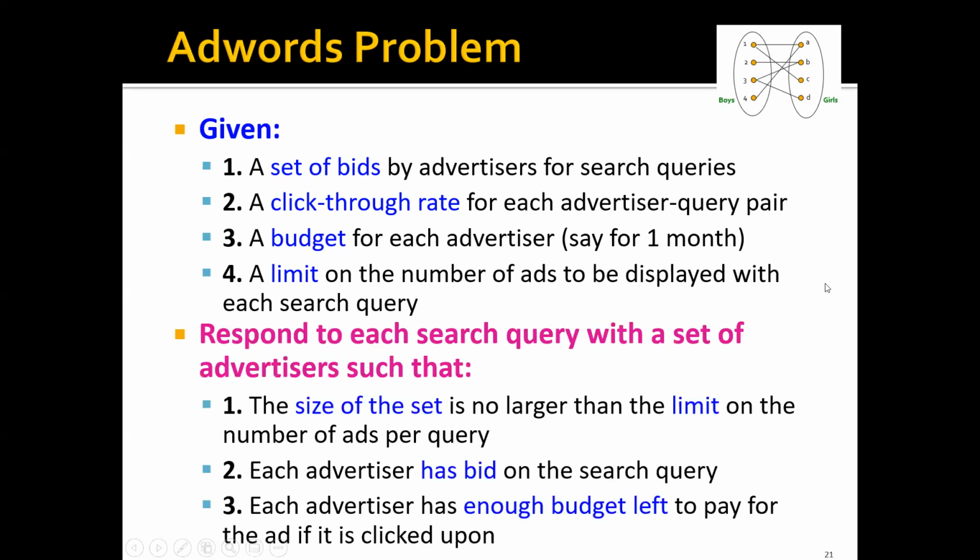Given all this, an algorithm will try to respond to each search query with a set of advertisers or ads such that the size of the set is no larger than the limit on the number of ads per query. So it should not be larger than 1, 2, or 3. We need to make sure that each advertiser has bid on the search query, otherwise the corresponding ad will not be shown. And we also need to make sure that each advertiser has enough budget left to pay for the ad if it's clicked upon.